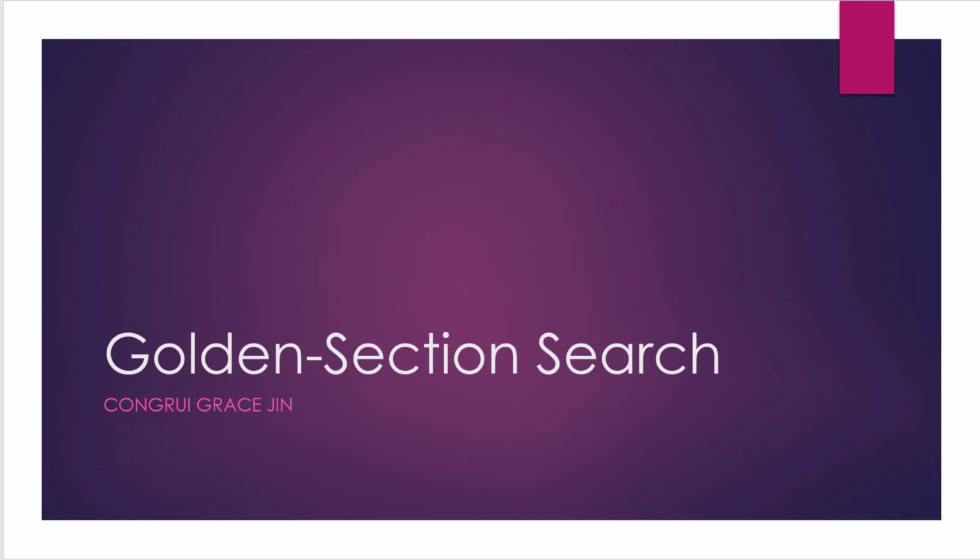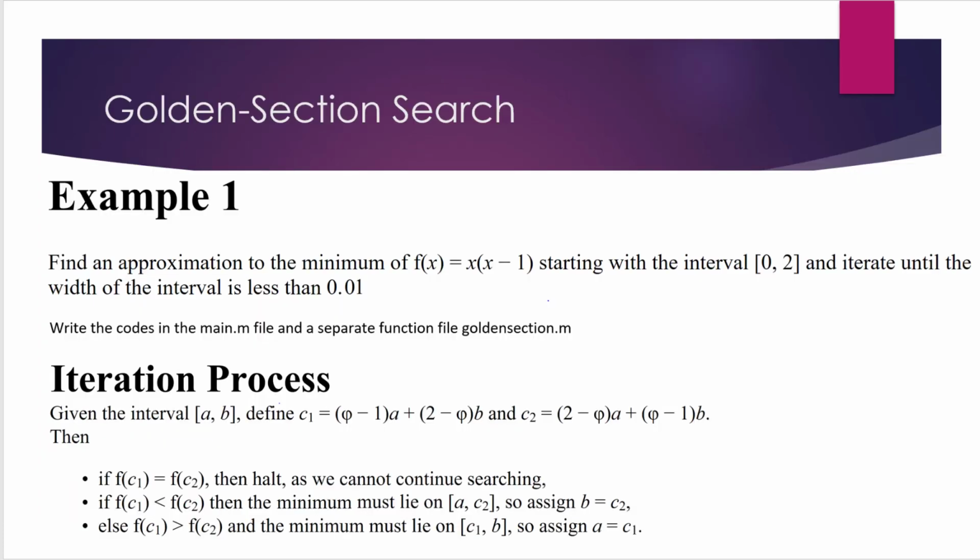Hello everyone. In this video, we will continue talking about golden section search. We will talk about how to implement this method in MATLAB. Let's see example 1. Find an approximation to the minimum of a function f(x), where f(x) is equal to x times (x minus 1). We start with the interval from 0 to 2 and then iterate until the width of the interval is less than 0.01.